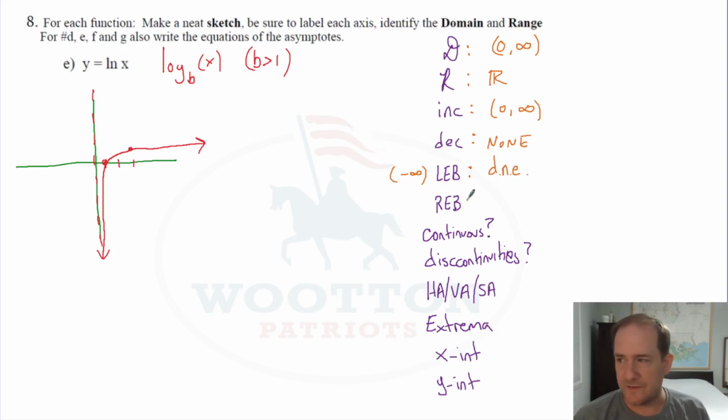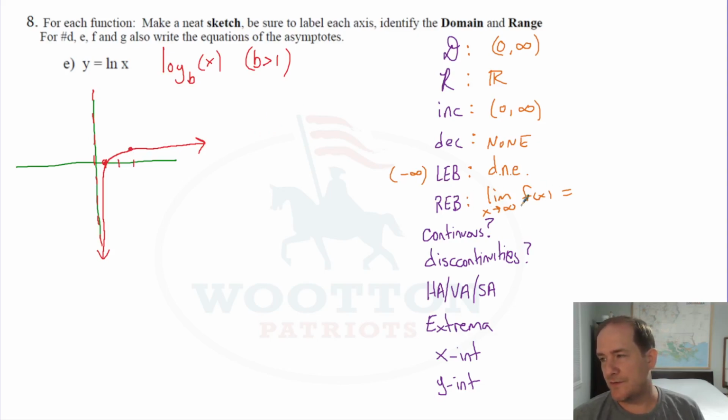Now our right-end behavior, on the other hand, would be the limit as x goes to infinity of f of x. Now this graph really looks like it's asymptotic, like it's sort of leveling off, but it never levels off. It is growing, it just grows really slowly. So eventually we will actually rise all the way to infinity. We just do it really slowly.